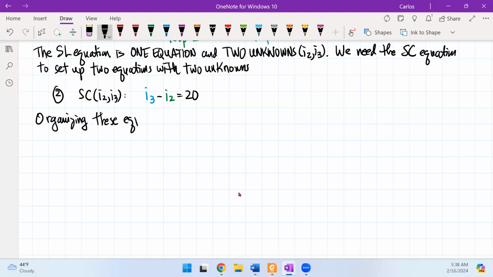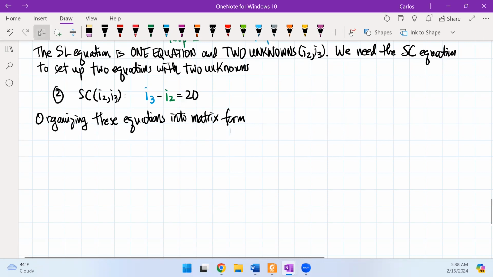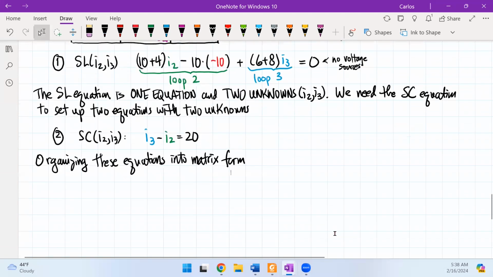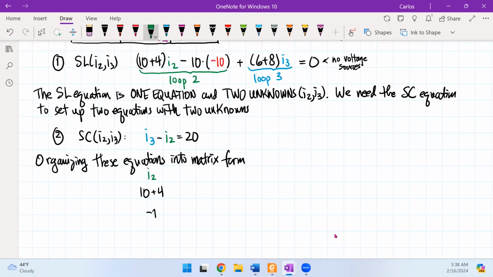So now if I write these out into matrix form, so now organizing these equations into matrix form, we then find that we get something like this here. So if I isolate I2, you could see that I2 has 10 plus 4, and it has minus 1. So then I'm going to go 10 plus 4 and minus 1, and that's going to be I2.